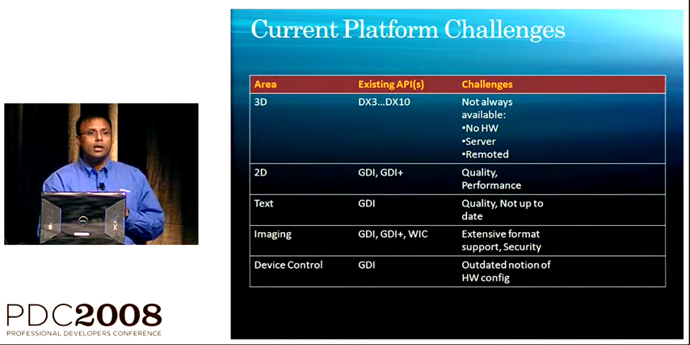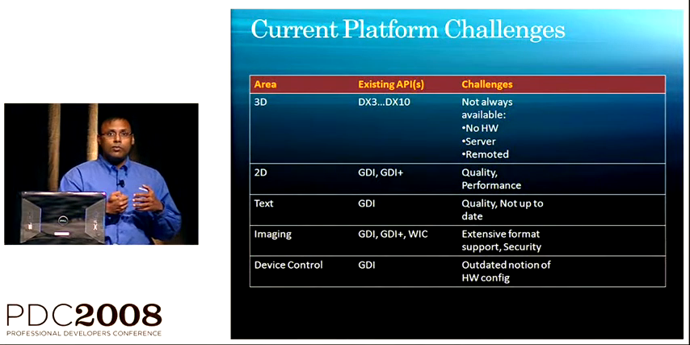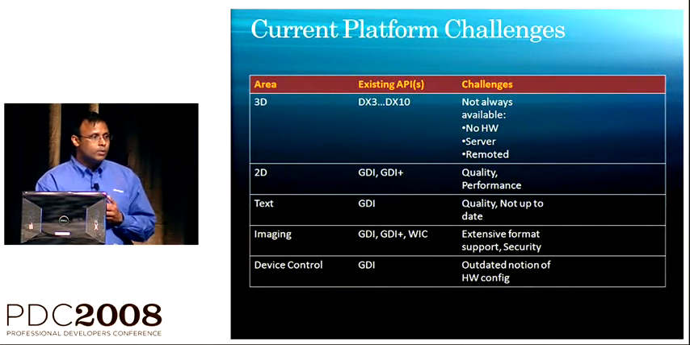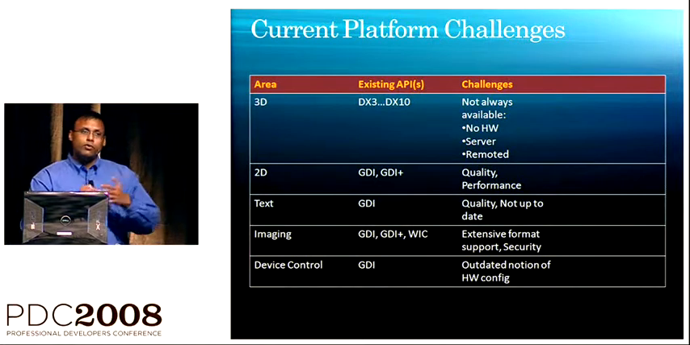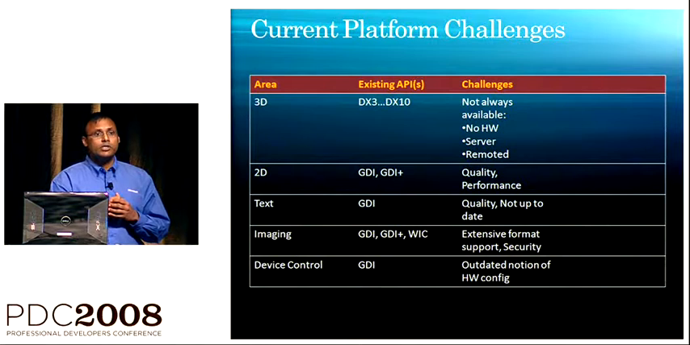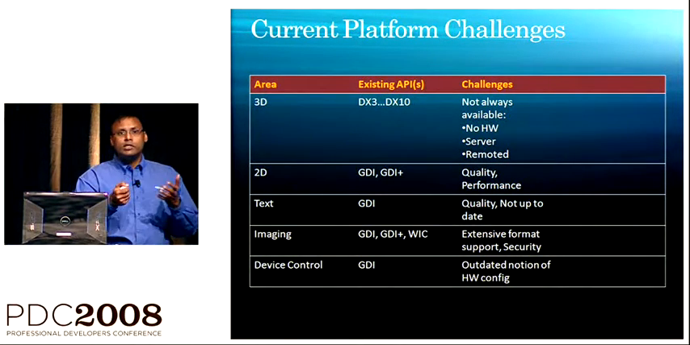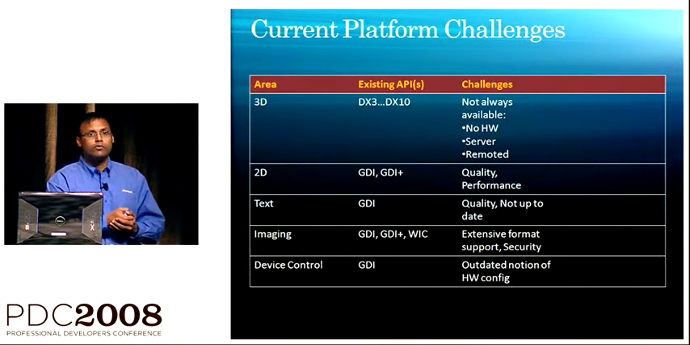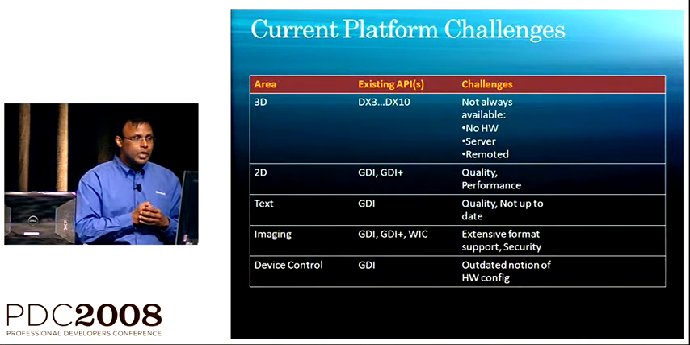Now, not everybody can do that. And also, we found there were a number of other challenges while we were ourselves developing that. We took stock of the issues with the platform before we started Windows 7. And here's what we found. In the area of 3D, while DirectX 10 was a great clean API, its challenge is that it is not available everywhere. As you know, today on Windows Vista it works only when there is D3D10 hardware, and it doesn't work in any other case, for instance if there is no hardware, or if you're running inside a service or remoted.